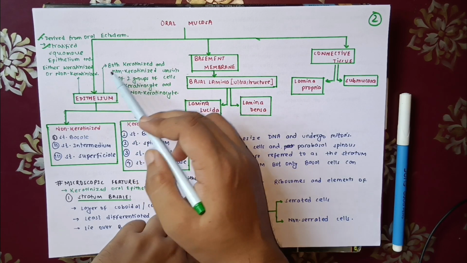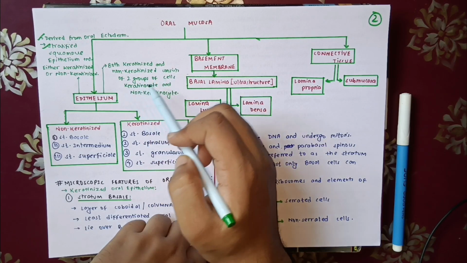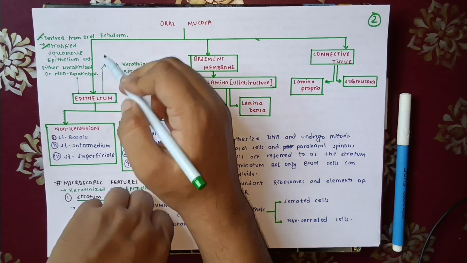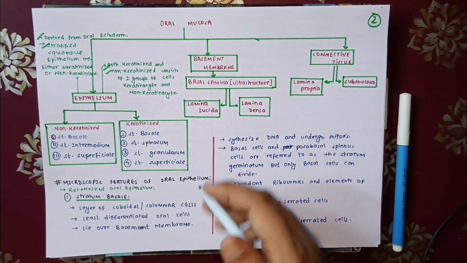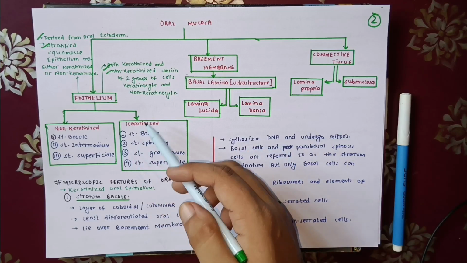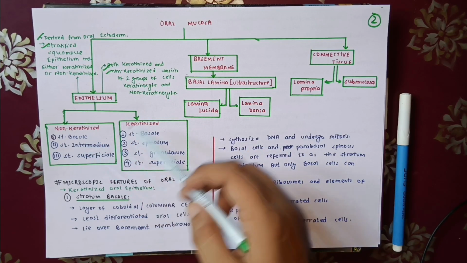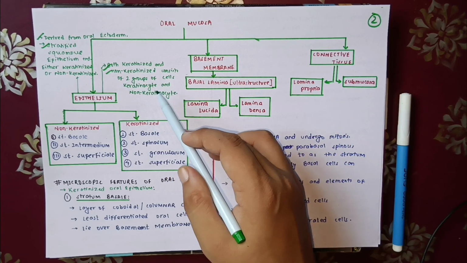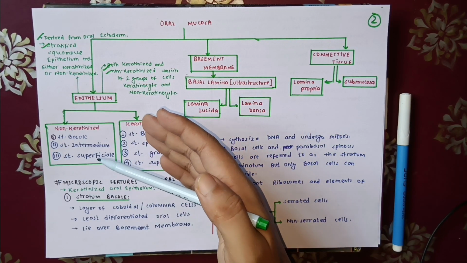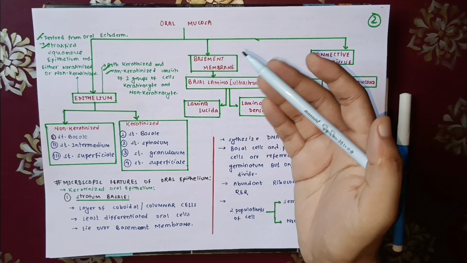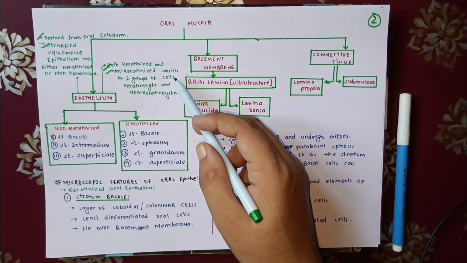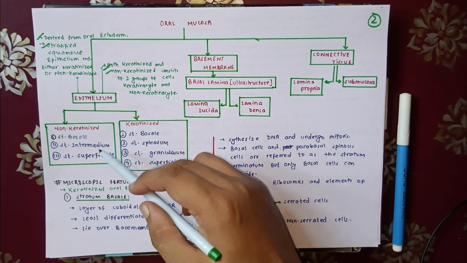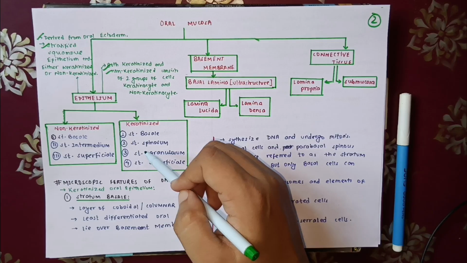Next, both keratinized and non-keratinized epithelium consist of two groups of cells, that is keratinocytes and non-keratinocytes. I think many of you have confusion in this. You may think that in keratinized there are keratinocytes and in non-keratinized there are non-keratinocytes, but that is wrong. From today you should understand that either a keratinized or a non-keratinized oral epithelium consists of two groups of cells, keratinocytes and non-keratinocytes, and both are present in both of these epithelia.